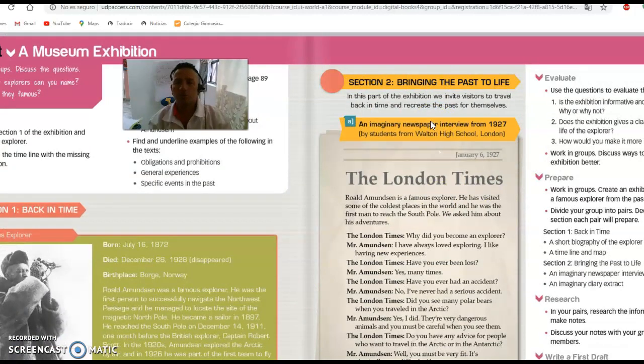So section 2, Bring the past to life. In this part of the exhibition, we invite visitors to travel back in time to recreate the past for themselves. An imaginary newspaper interview from 1927 by a student from Walton High School, London. The London Times: Roald Amundsen is a famous explorer. He was visiting some of the coldest places in the world, and he was the first man to reach the South Pole. We asked him about his adventures.